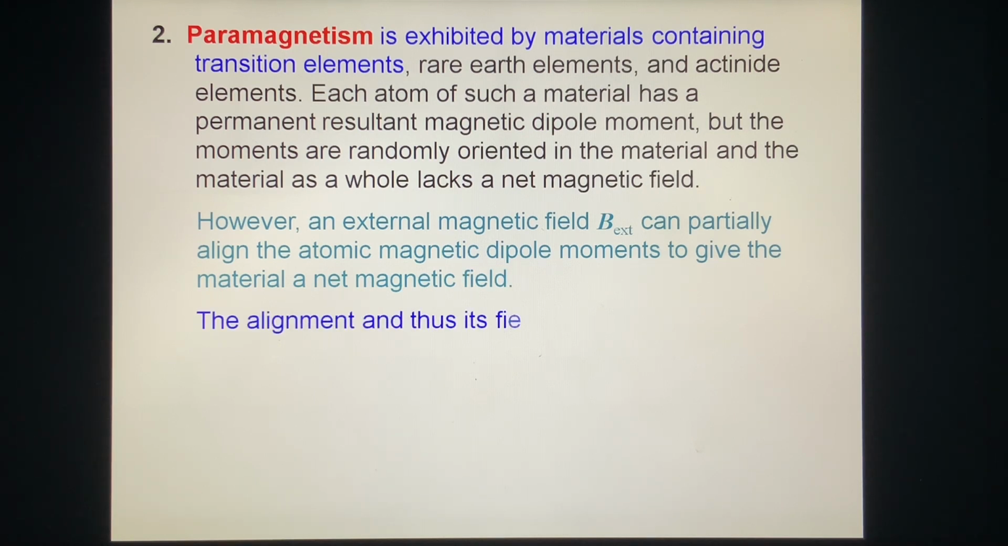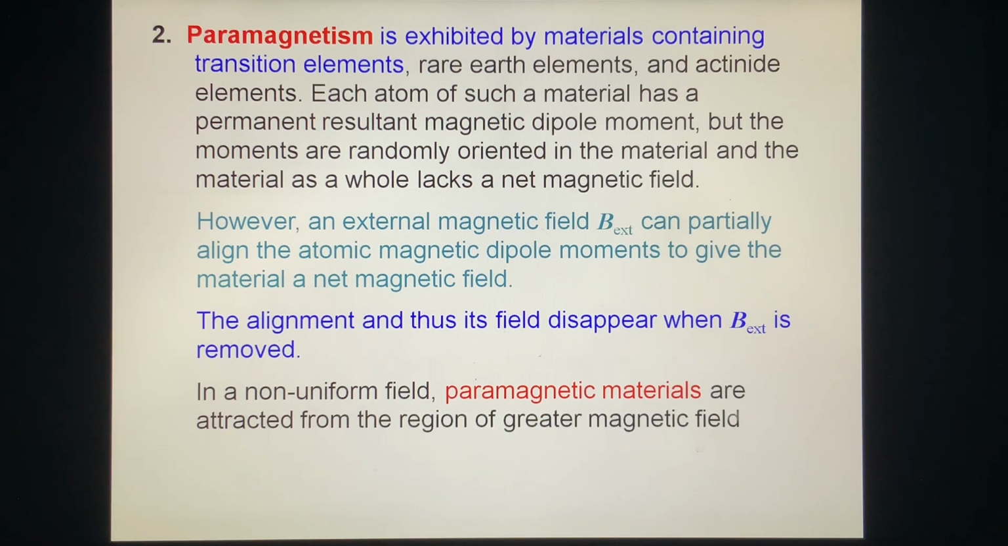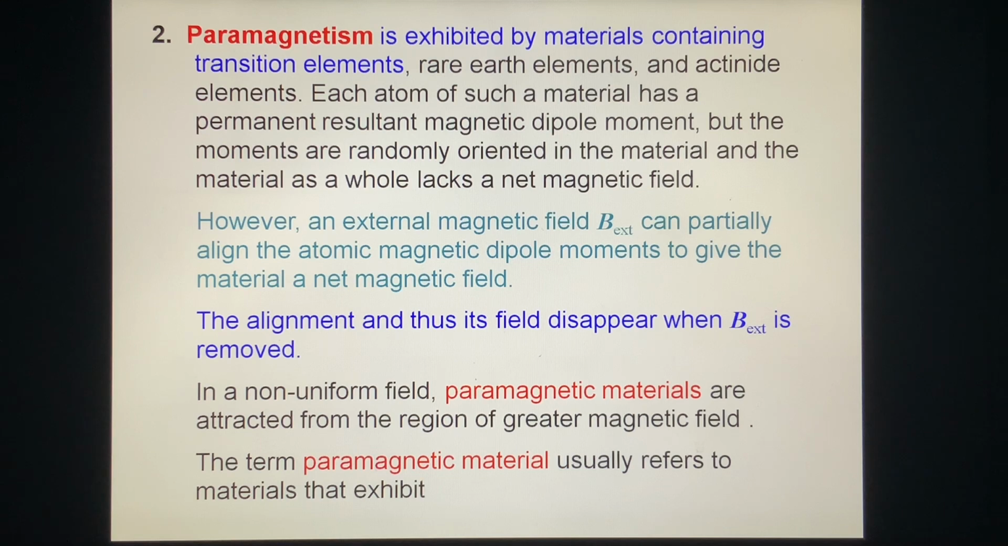The alignment and thus its field disappear when B external is removed. In a non-uniform field, paramagnetic materials are attracted toward the region of greater magnetic field. The term paramagnetic material usually refers to materials that exhibit primarily paramagnetism.